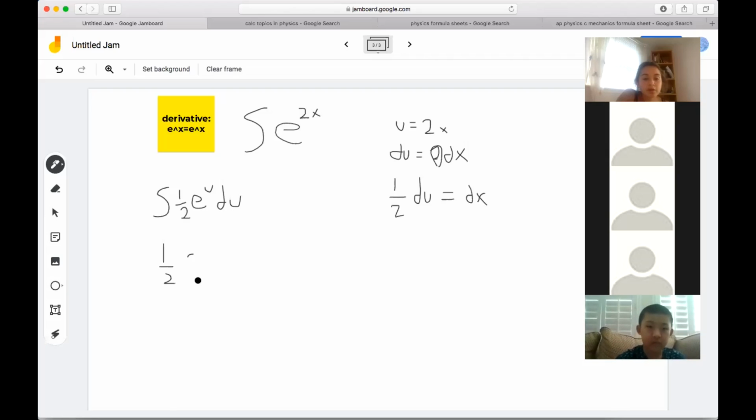And we know the integral of e to anything is the same, so we can keep that. And then the u is just substituted. So now we just have 1/2 e to the 2x. And then we have to add in the plus c because it's an indefinite integral, and only indefinite integrals need a plus c.